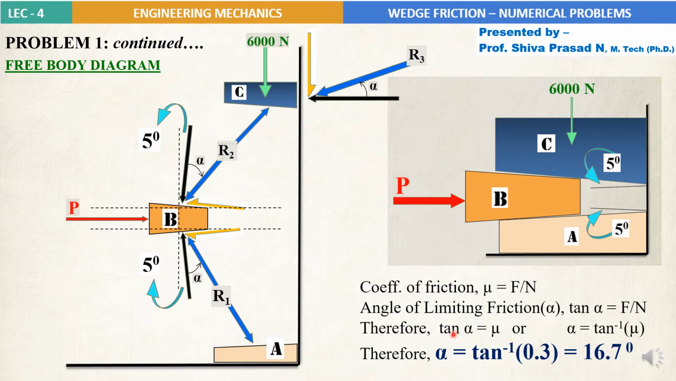Please remember this formula, alpha is equal to tan inverse of mu, for obtaining the value of alpha over here. Whether you write this entire thing in the exam, if you have time you can write, otherwise you can just remember this formula, alpha is equal to tan inverse of mu, and this works out to be 16.7 degrees. So let's use this value in solving the problem.